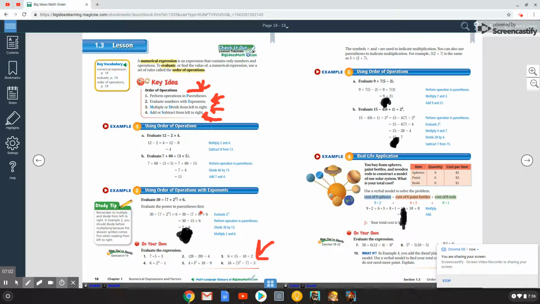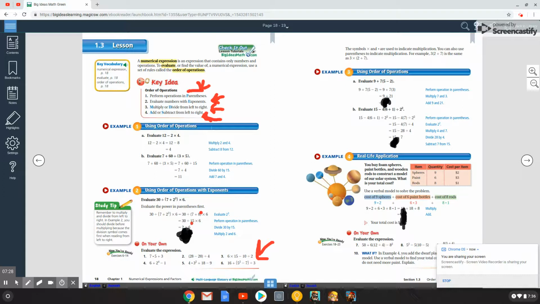Now, is there multiplication or division in the parentheses? No. Addition or subtraction? Yes. So we do 7 plus 8 to get 15. Now that we're out of the parentheses, we can do it all over again. We did the parentheses. There's no exponents, but now there's multiplication and division. And from left to right. Remember that keyword.